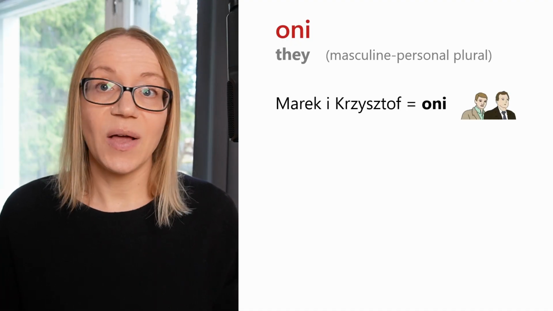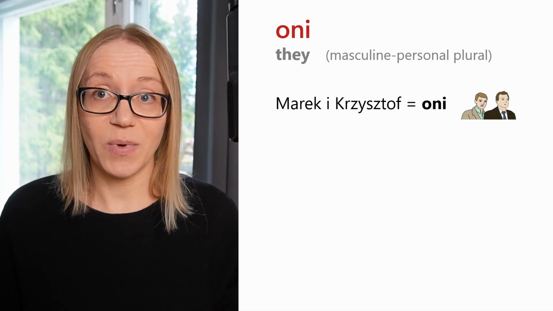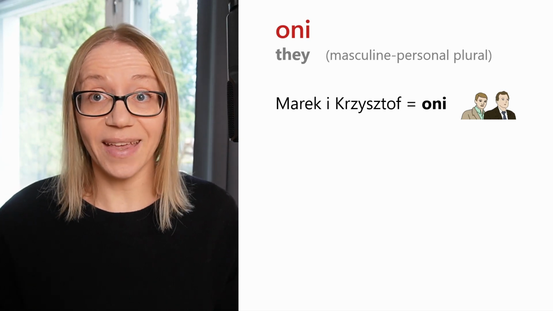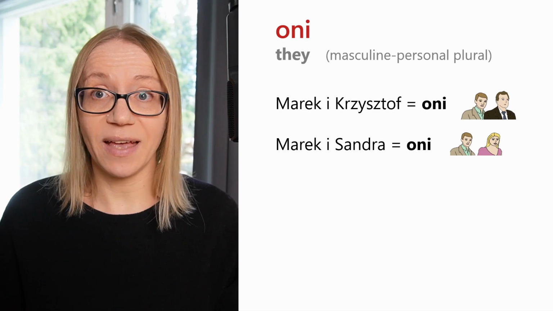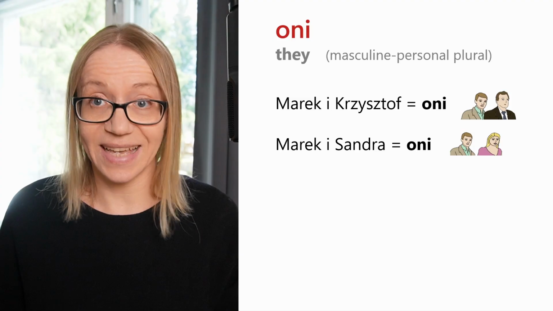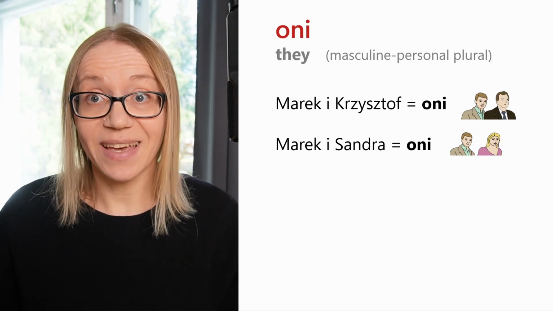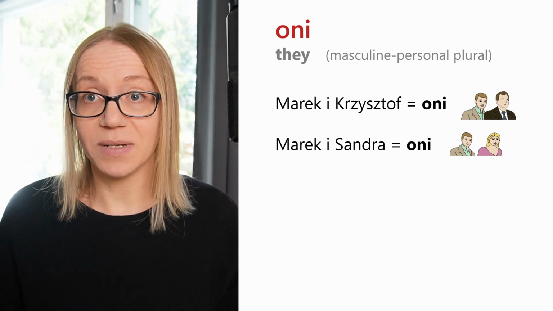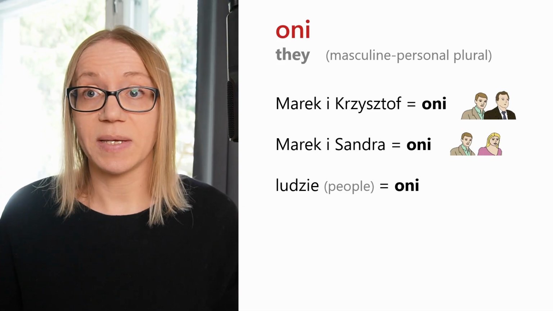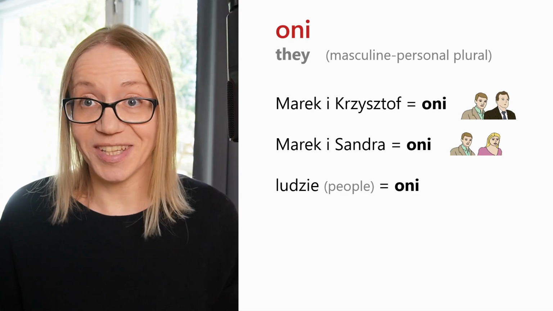Let's have an example. We have two men, Marek i Krzysztof. When referring to them, we will say oni, they. Or when we have a man and a woman, for example, Marek i Sandra, we also will say oni, they, a man and a woman. There are also words such as ludzie, meaning people, and it's also oni.